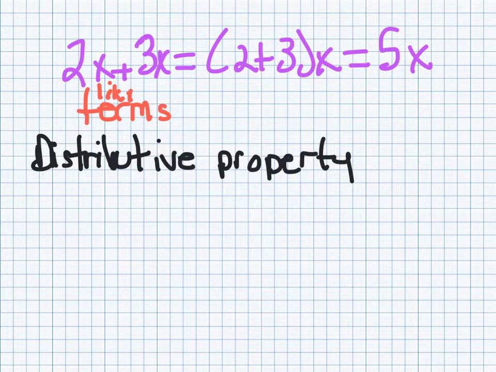The main thing when you start looking at simplifying expressions is that we are using the distributive property. Let's take a look at this kind of expression. We have 2x plus 3x equals 2 plus 3 in parentheses times x. It also equals 5x. So all of these three different ways are saying the exact same thing. 2x plus 3x is going to equal 5x. 2 plus 3 times x is also going to equal 5x. So the 2x and 3x are like terms here.